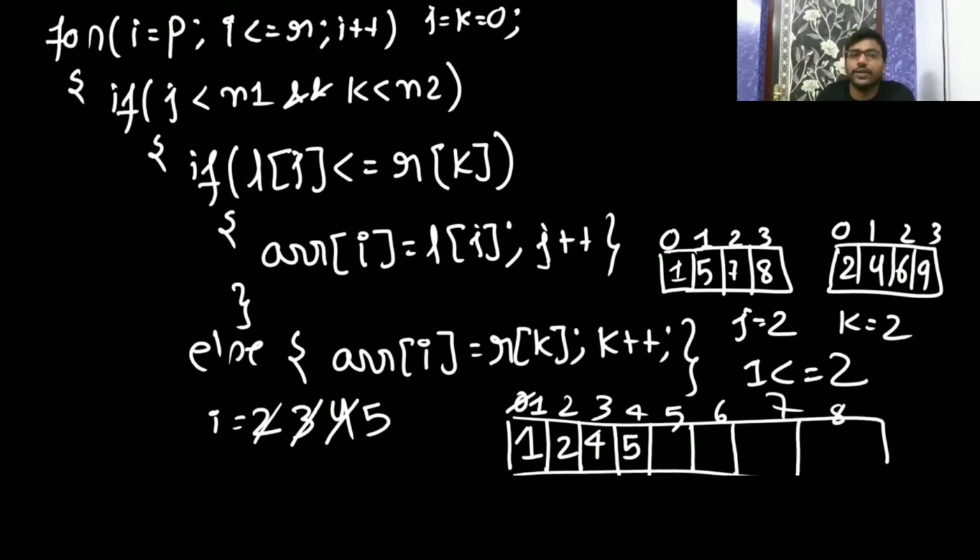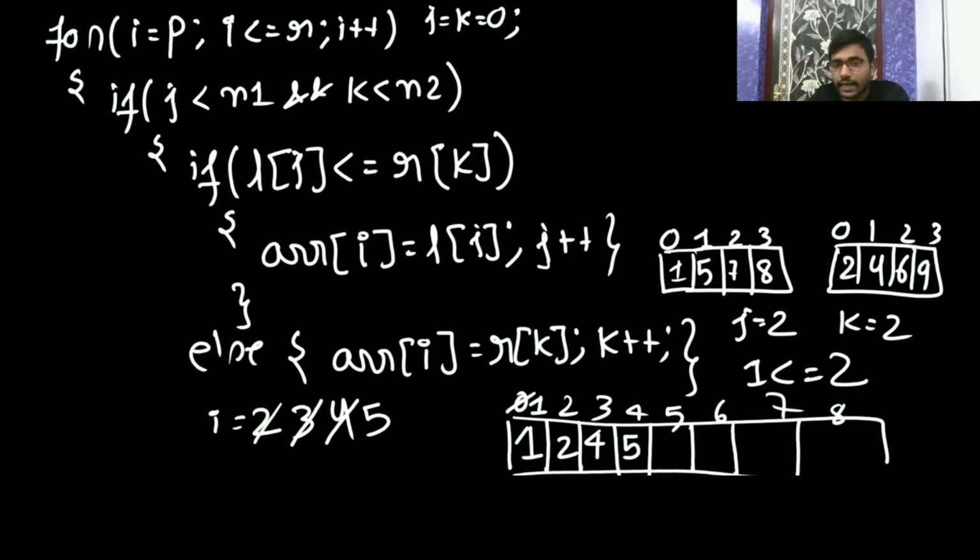Now I will be 5. 5 is smaller than or equal to 8? Yes. Now j is 2. 2 is smaller than n1, 2 is smaller than 4? Yes, this condition is satisfied. Now left of 2 is having 7, and right of 2 is having 6. So is 7 smaller than or equal to 6? No. So it will go to else, because the right array element is having the smaller value.